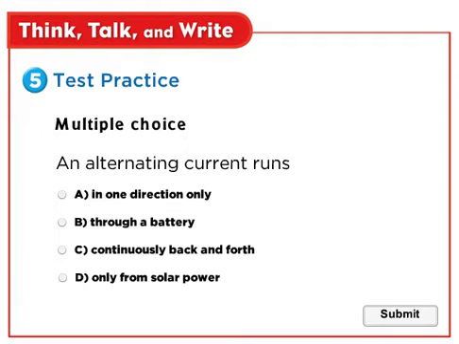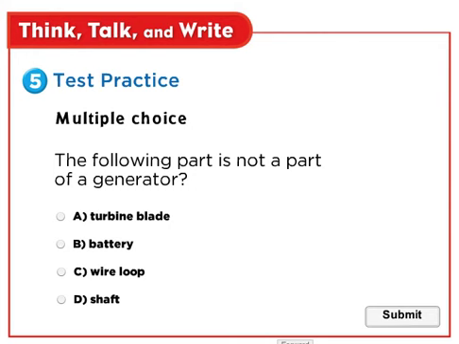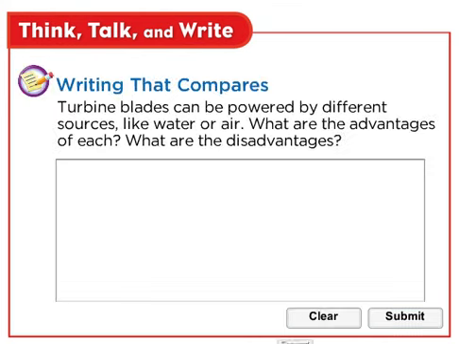An alternating current runs A, in one direction only, B, through a battery. The following part is not a part of a generator. A, turbine blade. B, battery. C, wire loop. D, turbine blades can be powered by different sources, like water or air. What are the advantages of each?